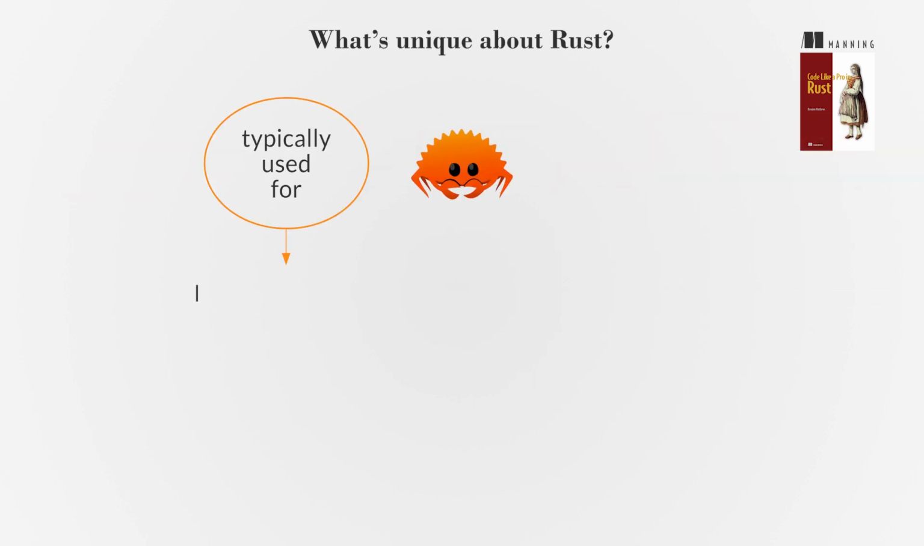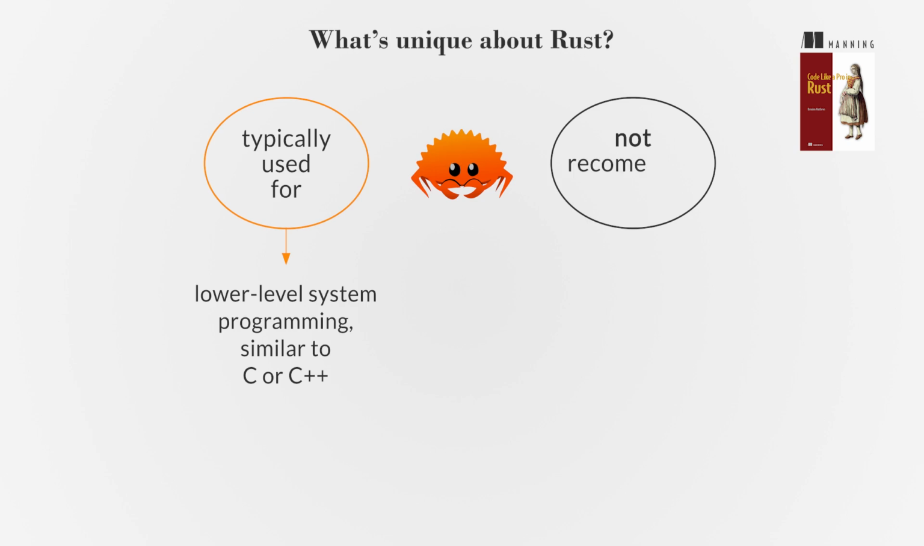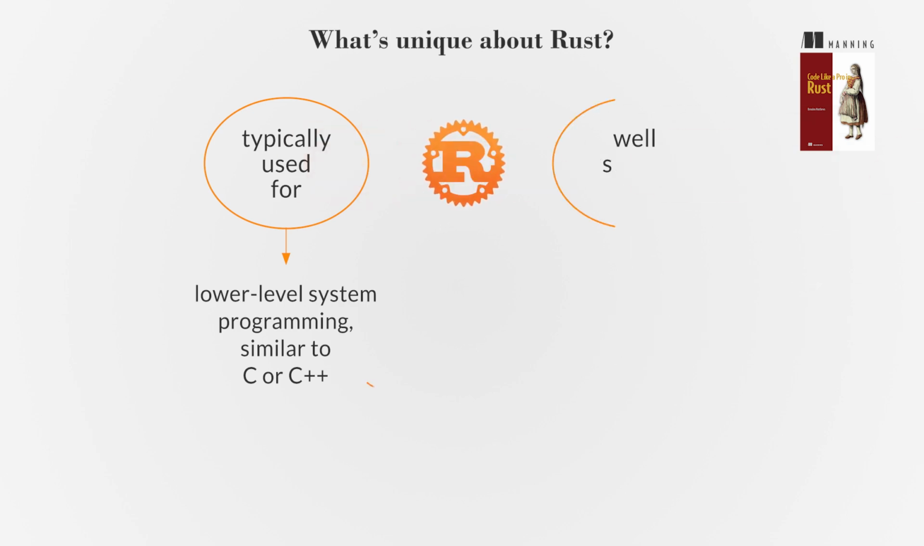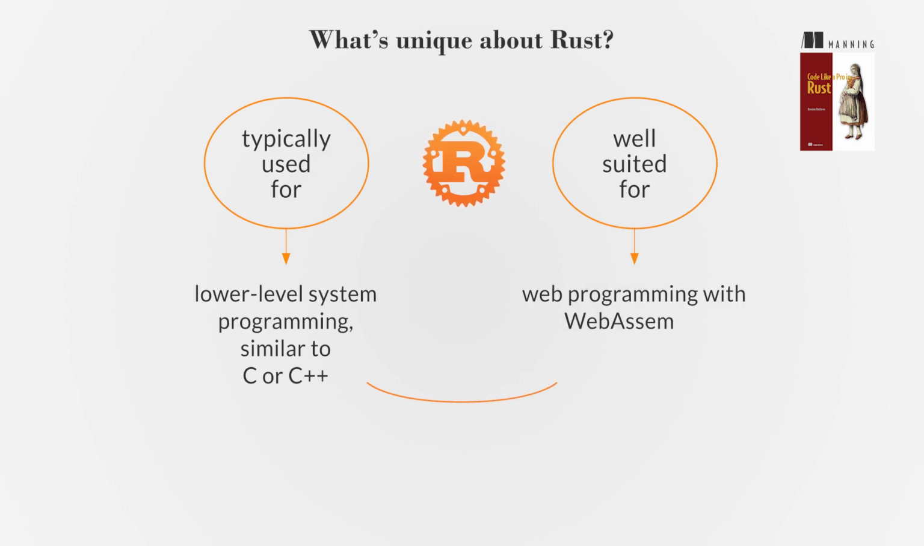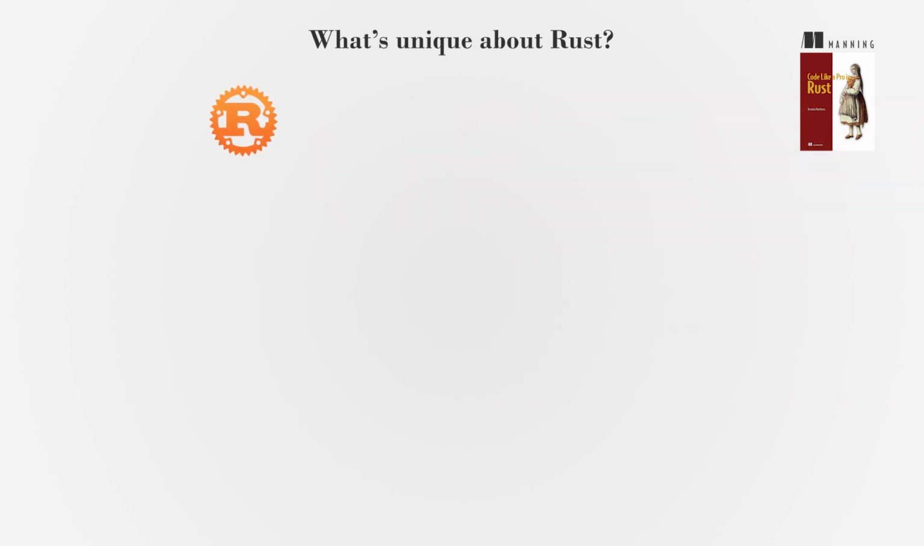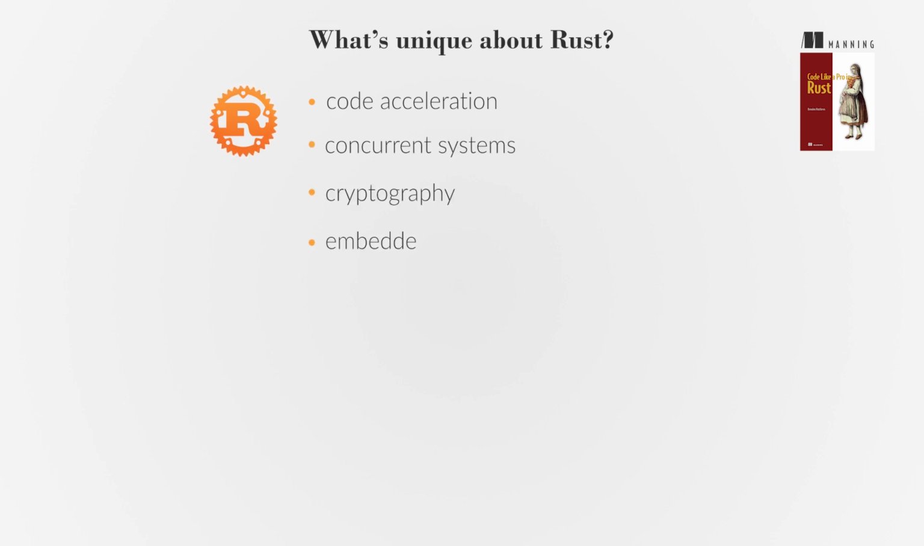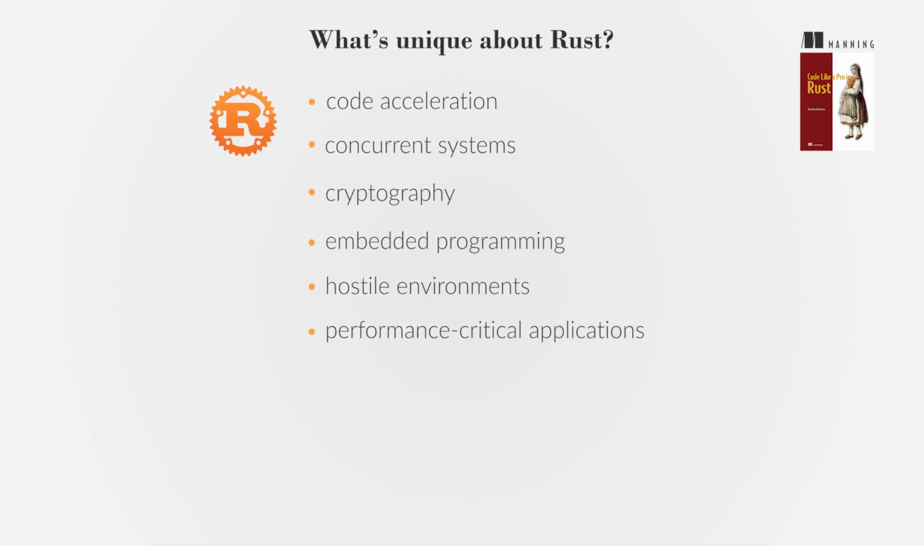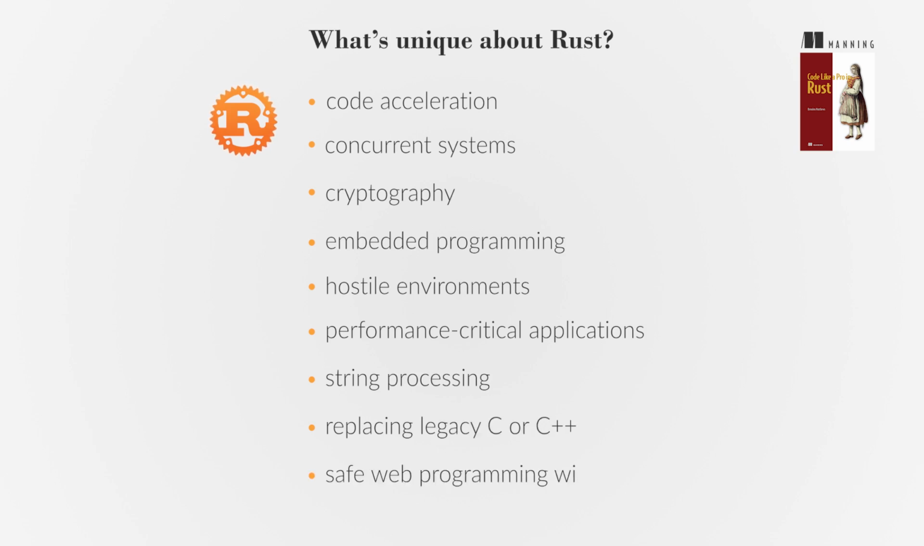Rust is typically used for lower-level system programming, similar to C or C++. However, it may not be the best choice when developer productivity is a priority. Rust is well-suited for web programming with WebAssembly. It can be used for code acceleration, concurrent systems, cryptography, embedded programming, hostile environments, performance-critical applications, string processing, replacing legacy C or C++, and safe web programming with WebAssembly.